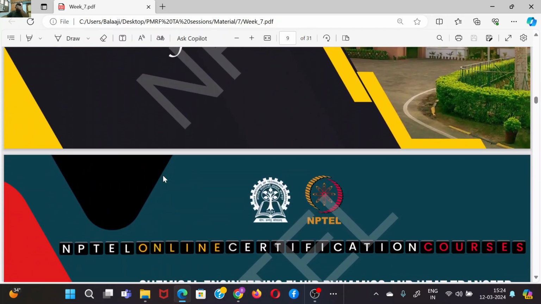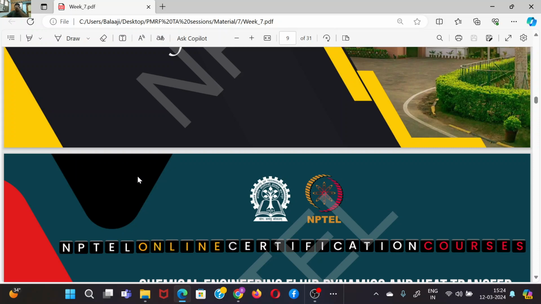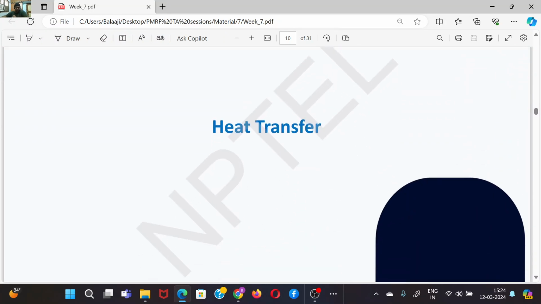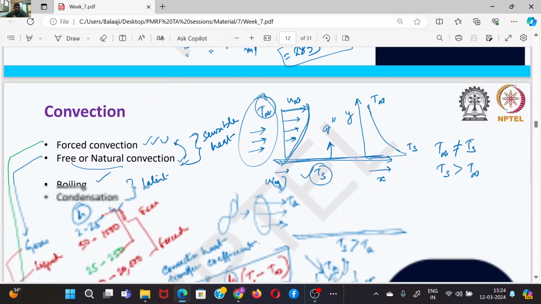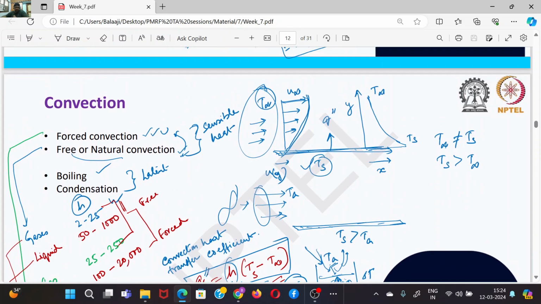And radiation also, we just talked about it basically. The Stefan Boltzmann equation and all that. Maybe we'll go in depth later. Yeah, he solved a problem on conduction. Very simple. In convection, it can be forced convection or free convection, and boiling and condensation.